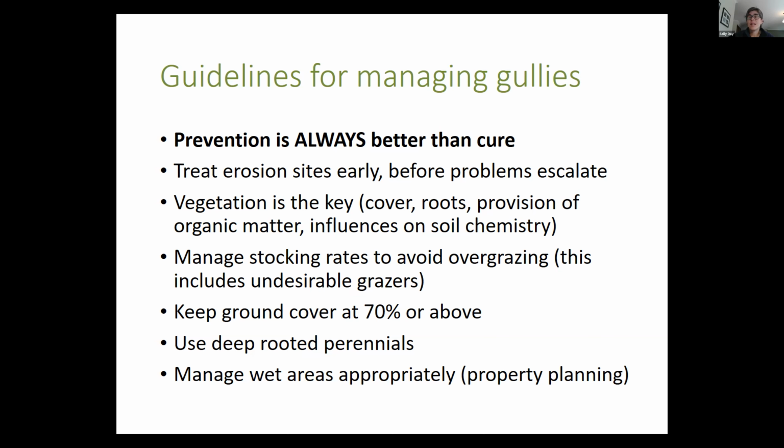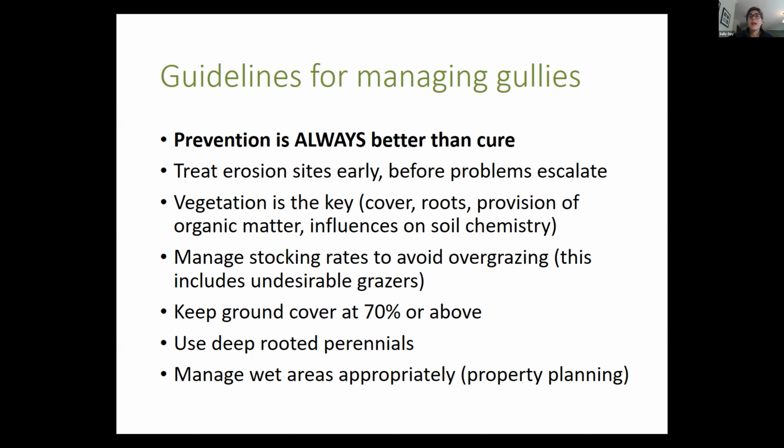Now, vegetation is the key to these sites, certainly in prevention. Maintaining cover at 70% or more is really important. The binding capacity of roots of trees and shrubs is really important. And vegetation also provides organic matter to the soil and can have influences on soil chemistry. So all of that comes into play, meaning that your soil is more resistant to erosion and less likely to be removed.